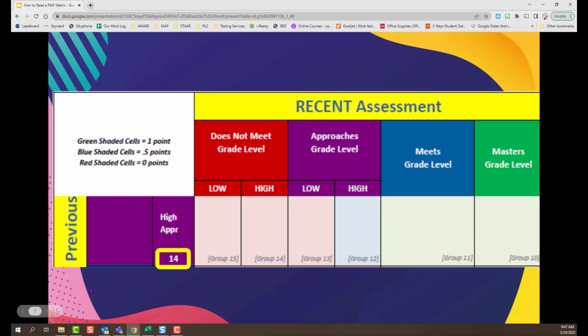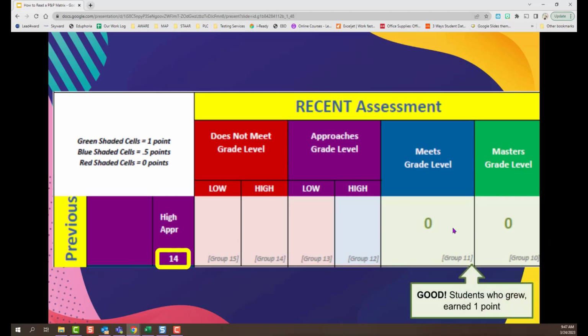So I've got 14 kiddos who last year on STAR performed at high approaches. I didn't have any move up to masters grade level on this assessment. I didn't have any move into the meets grade level either. If you do, that's great. They're showing growth. I have 3 who stayed high approaches. And remember, that's okay. It is totally not bad. They're just kind of treading water. They are plateauing.